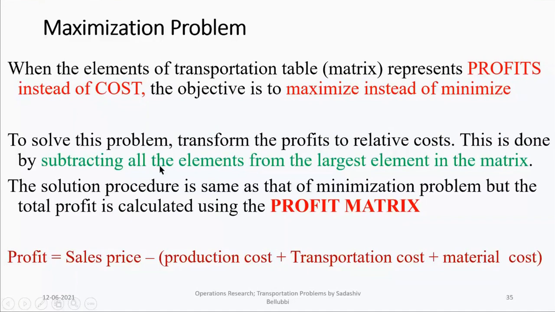This is done by subtracting all the elements from the largest element in the matrix. So first we need to identify which is the largest element in the matrix, and we need to subtract all the elements from that largest number. Likewise, we can convert from maximization into minimization. Once we convert from maximization into minimization, then we can proceed with the same procedure we learned earlier.